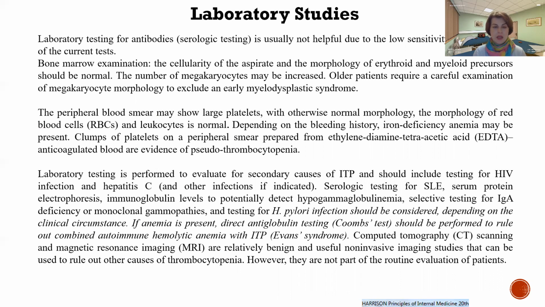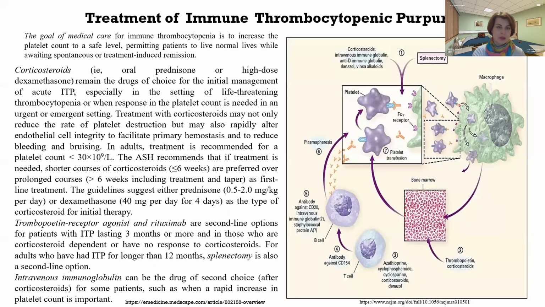If anemia is present, a direct antiglobulin test or Coombs test should be performed to rule out combined autoimmune hemolytic anemia with immune thrombocytopenic purpura, called Evans syndrome. Computed tomography scanning and MRI scanning are relatively benign and useful non-invasive imaging studies that can be used to rule out other causes of thrombocytopenia. However, they are not part of the routine evaluation of the patient and serve as differential diagnosis methods rather than diagnostic methods.